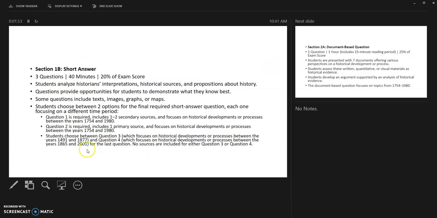Next section is the short answer. SAQ is how we're going to abbreviate that. The SAQ is 20% of the exam score. And I feel like you guys are going to crush this section. You'll have 3 questions to choose from. Question 1 and 2 are required, so you have to answer questions 1 and 2. There will be a question 3 and 4, and you'll be able to choose, do I want to do question 3 because I feel more comfortable with that, or do I want to do question 4 because I feel more comfortable with that?